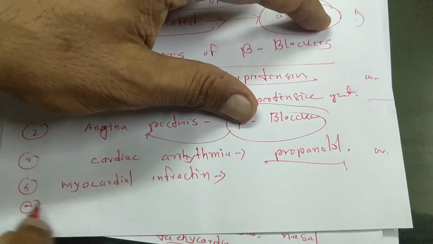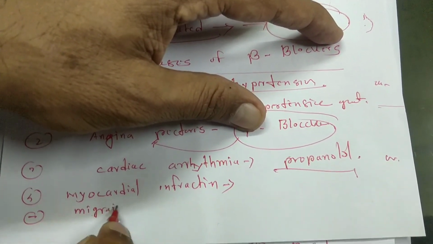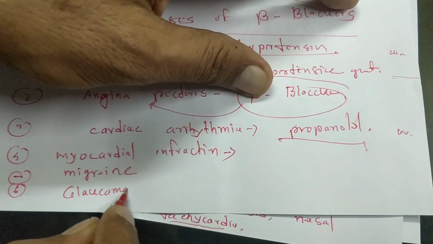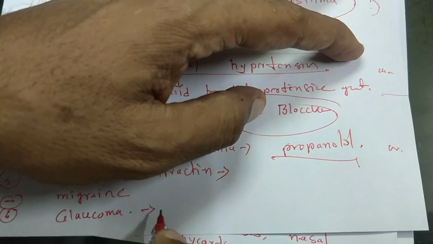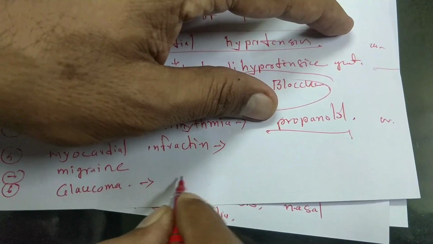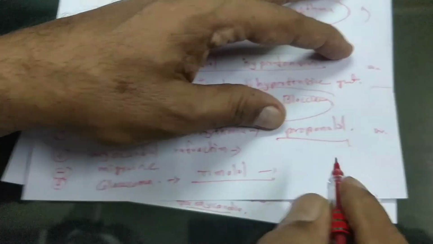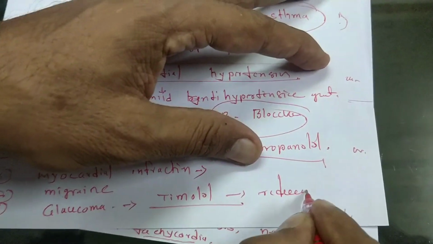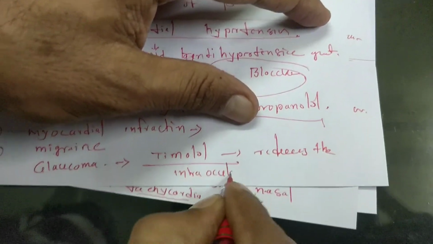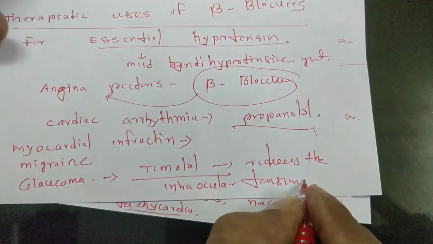It is used in the treatment of migraine. And last, it is used in the treatment of glaucoma. Commonly timolol is used, they reduce the intraocular pressure. Okay, now this chapter is finished. Thank you.